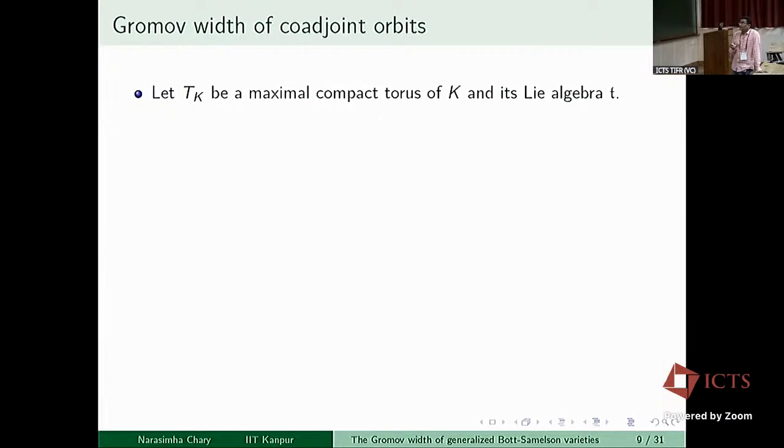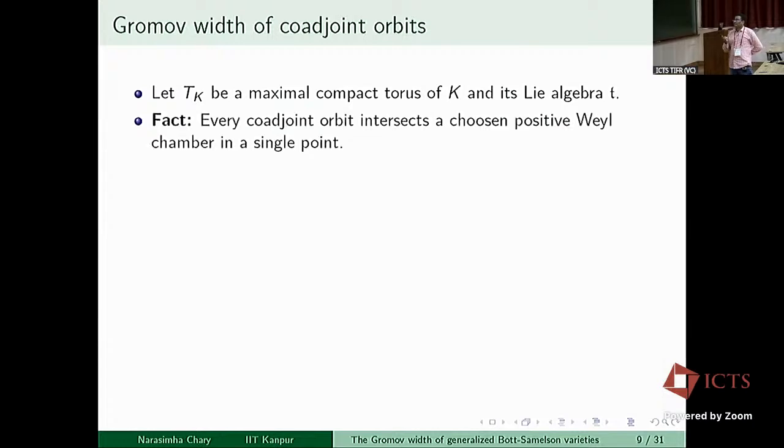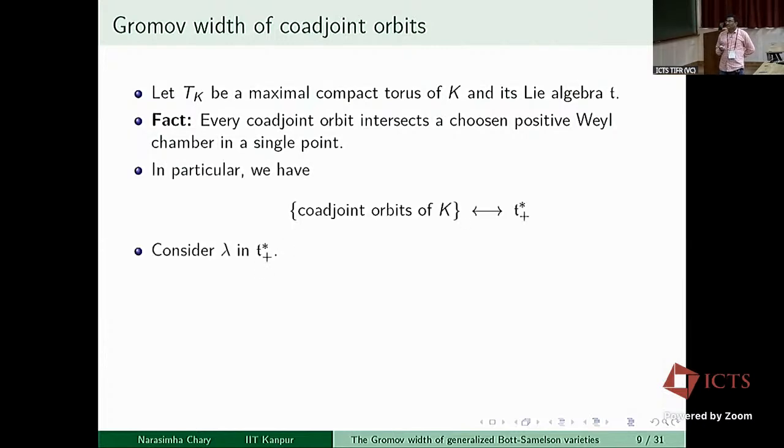Now, we are starting with any lambda in t star, and I wanted to connect this to algebraic objects. We know that every coadjoint orbit intersects the positive Weyl chamber in a single point. So the coadjoint orbits of your Lie group are each associated to one member of the positive Weyl chamber, which means I can consider lambda to be positive dominant.